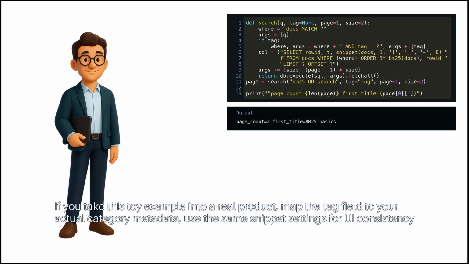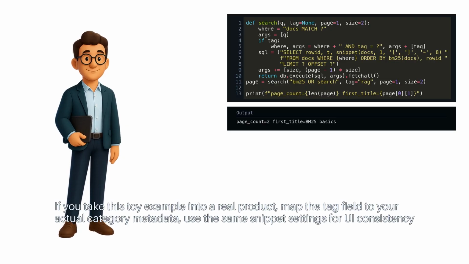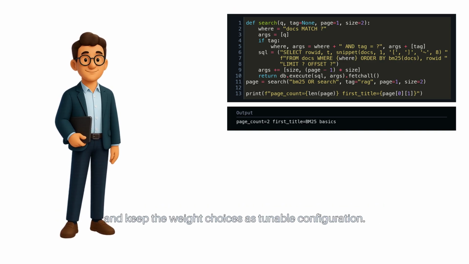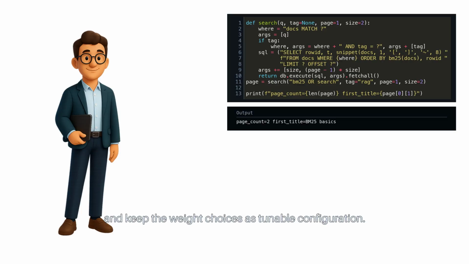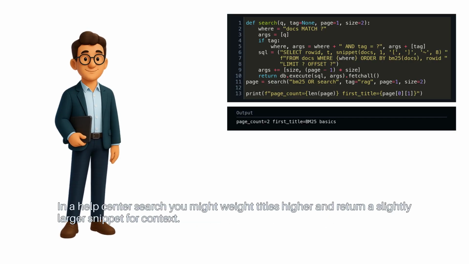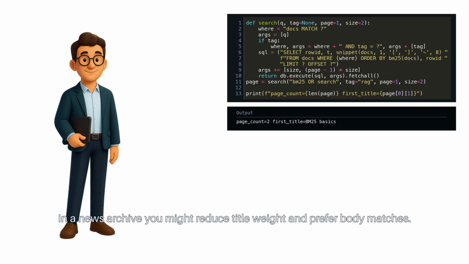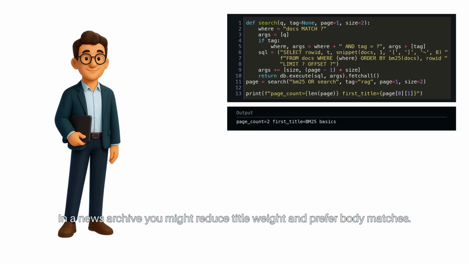If you take this toy example into a real product, map the tag field to your actual category metadata. Use the same snippet settings for UI consistency, and keep the weight choices as tunable configuration. In a help center search, you might weight titles higher and return a slightly larger snippet for context. In a news archive, you might reduce title weight and prefer body matches.